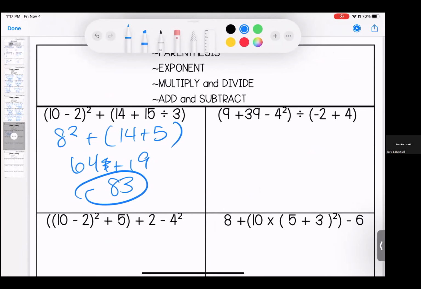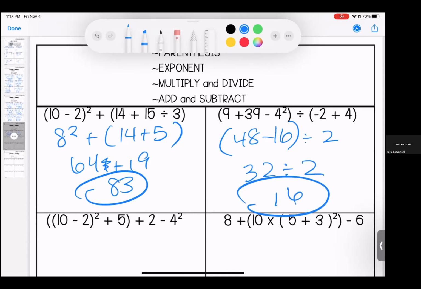4 squared is 16 minus 9 plus 39 is 48. Divided by -2 plus 4 is +2. 48 take away 16 gives me 32. Divided by 2 gives me 16.